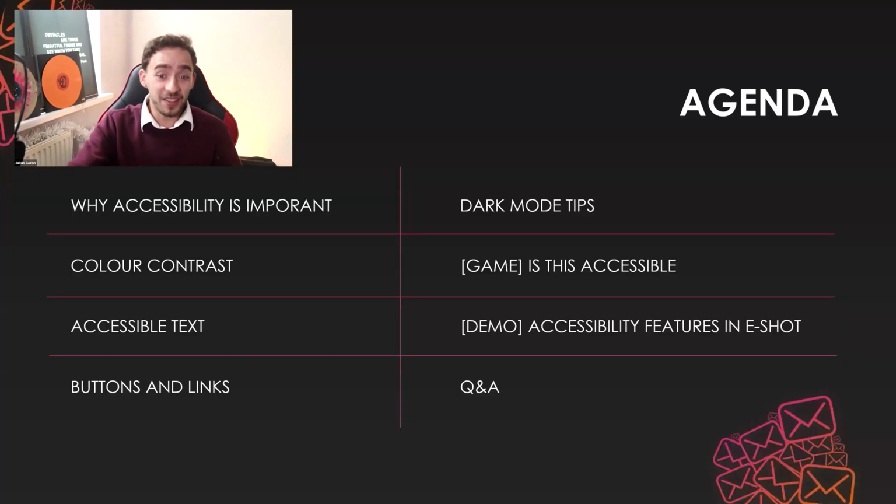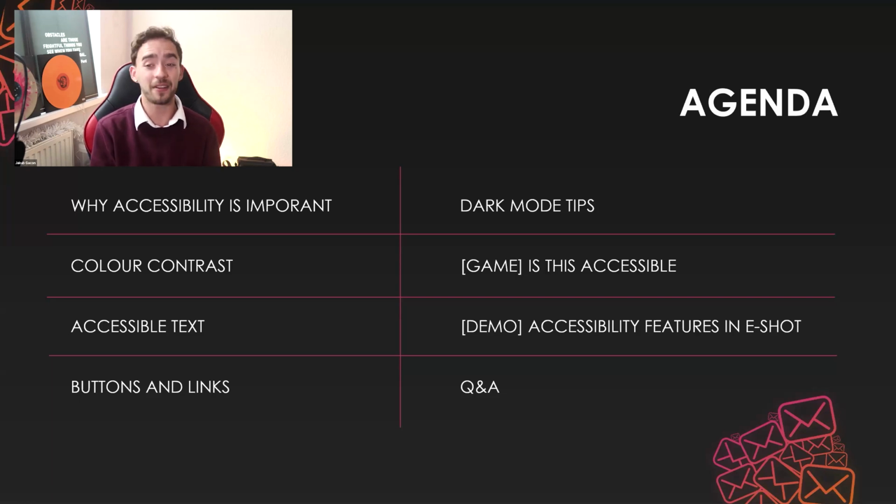First of all, here's the agenda. We're going to be going over why accessibility is important. Then we're going to dive into color contrast. We're going to go over accessible text writing, buttons and links, some dark mode tips. Then we're going to play a game, and then Harry is going to demo accessibility features in eShop. Then we're going to have a Q&A towards the end. So if you do have any questions, stick them in the chat or save them towards the end and be answered live.